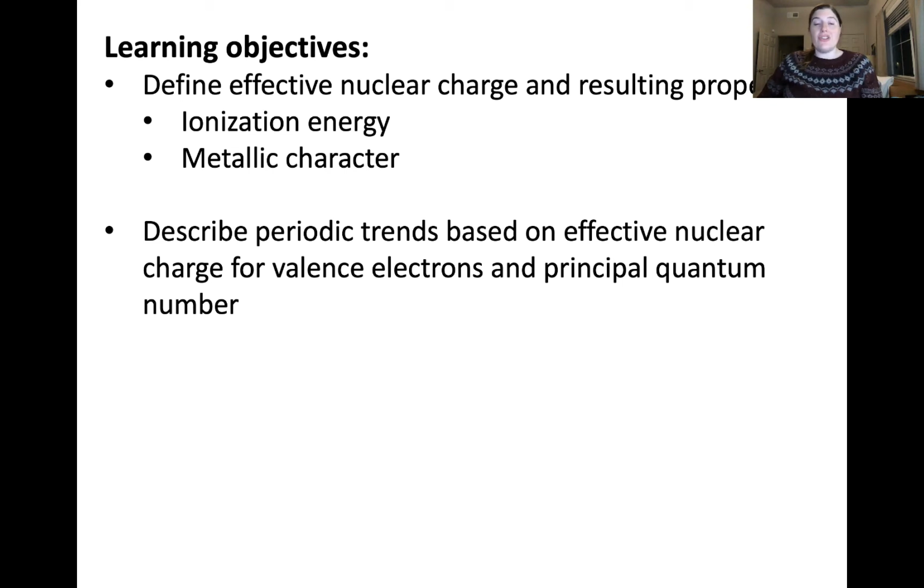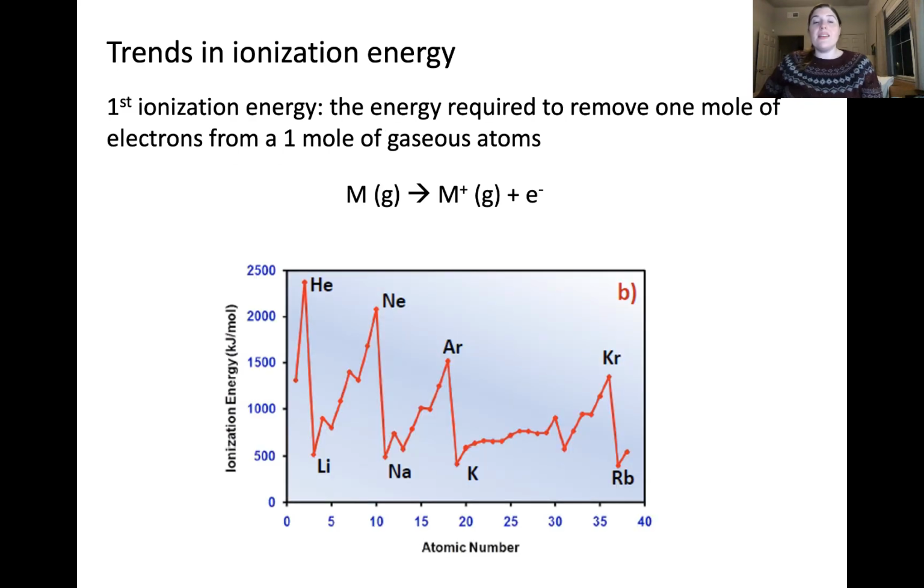As with the previous trends we discussed, atomic size and electron affinity, we're interested not only in what these trends are, but why they arise. Let's look at some data pertaining to the first ionization energy. This is defined as the energy required to remove 1 mole of electrons from 1 mole of gaseous atoms.